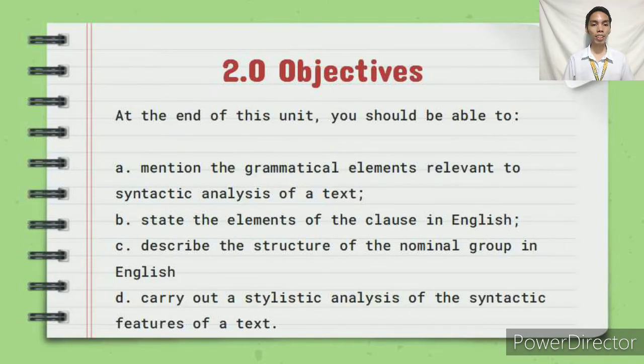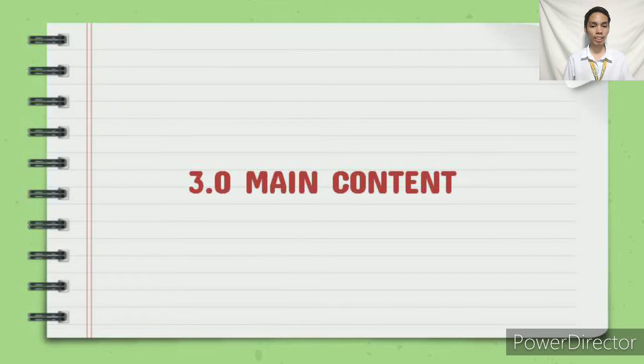And we have also here our objective. So at the end of this unit, you should be able to first mention the grammatical elements relevant to syntactic analysis of a text. Second, state the elements of the clause in English. Third, describe the structure of the nominal group in English. And lastly, to carry out a stylistic analysis of the syntactic features of a text. So now we proceed to our main content.